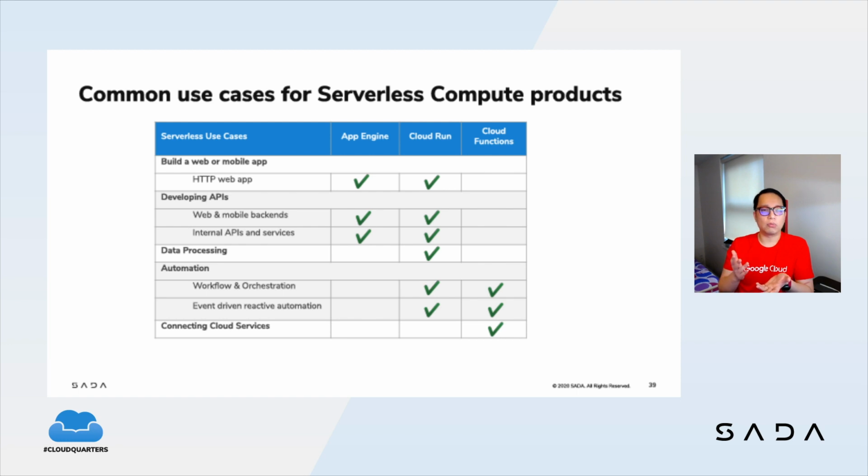If you want to do data processing without any front end, then our recommendation is to use Cloud Run, because App Engine serves the purpose of serving the front end. If you just want to do the data processing, we recommend you use Cloud Run, because it gives you more flexibility, since you have more control at the container level. If you want to do automation, workflow orchestration, or even event-driven reactive automation, you can definitely use Cloud Run or Cloud Function, because they provide all this kind of flexibility.